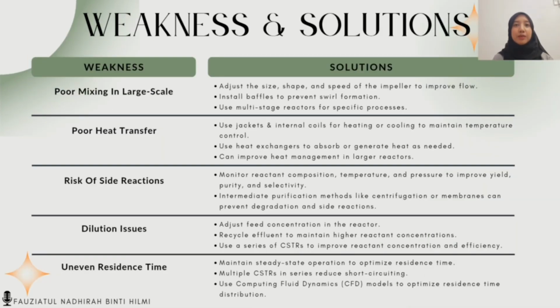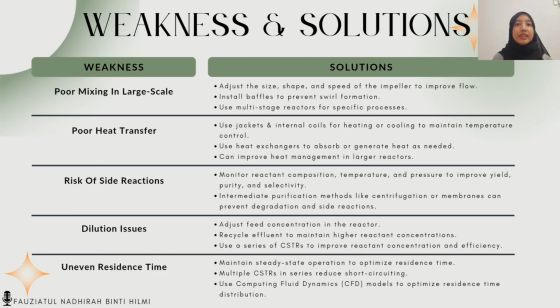Next, I'm going to talk about the weaknesses and solutions of the CSTR. The first weakness is poor mixing at large scale. It can be solved by adjusting the size, shape, and speed of the impeller to improve the flow. We can also install baffles to prevent swirl formation and use a multi-stage reactor for specific processes.